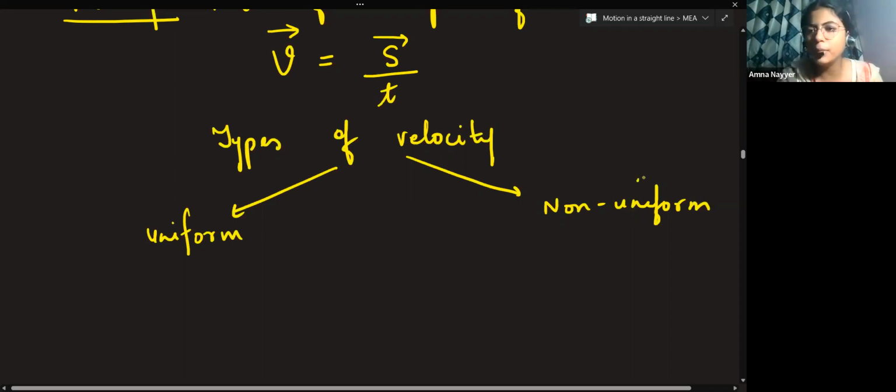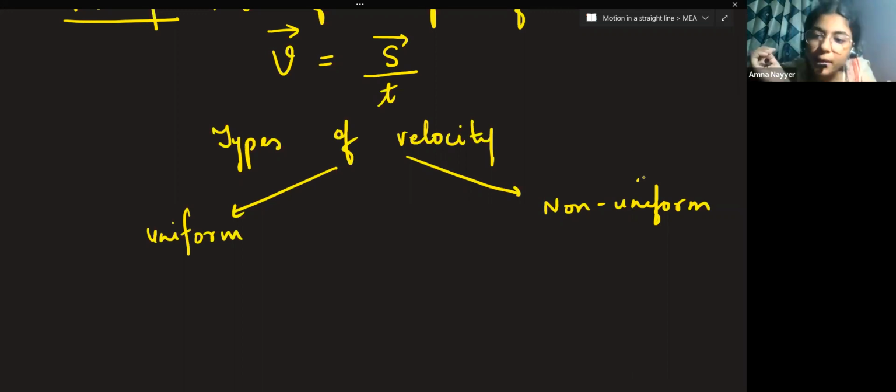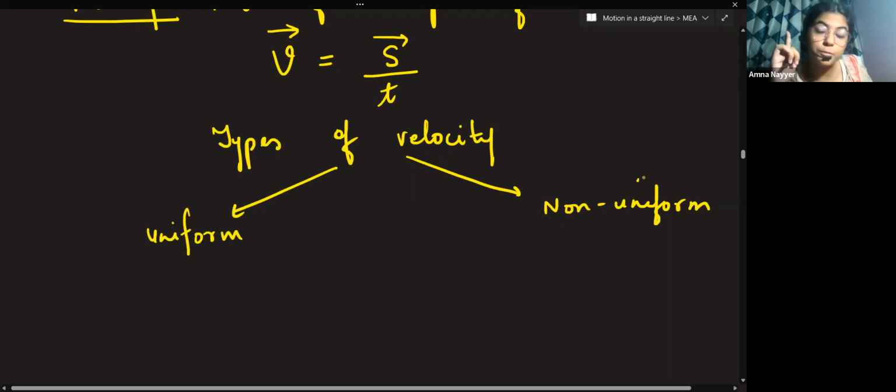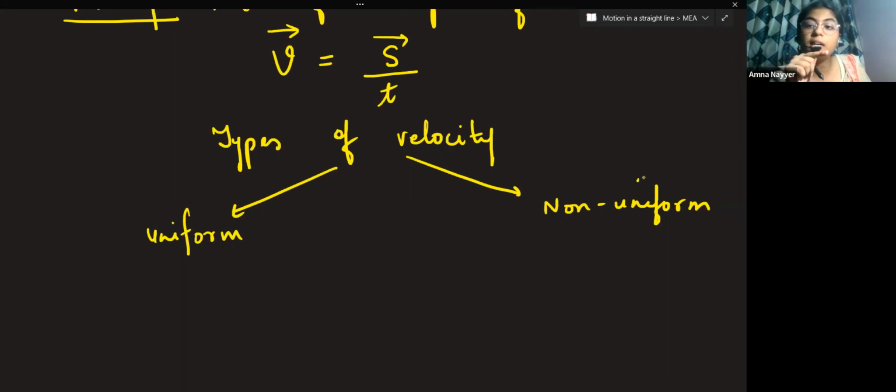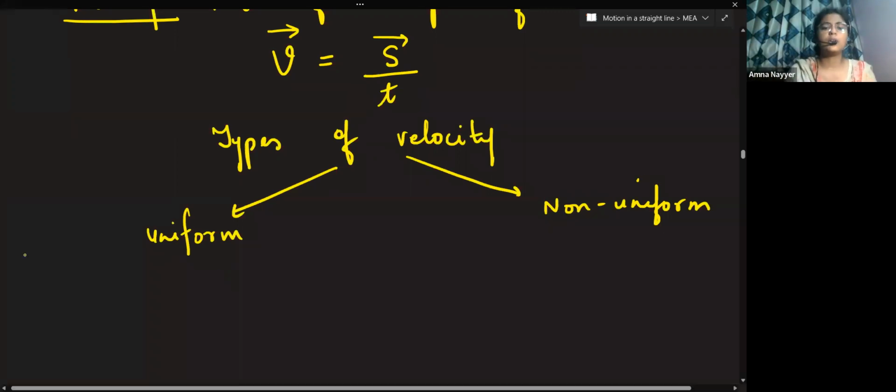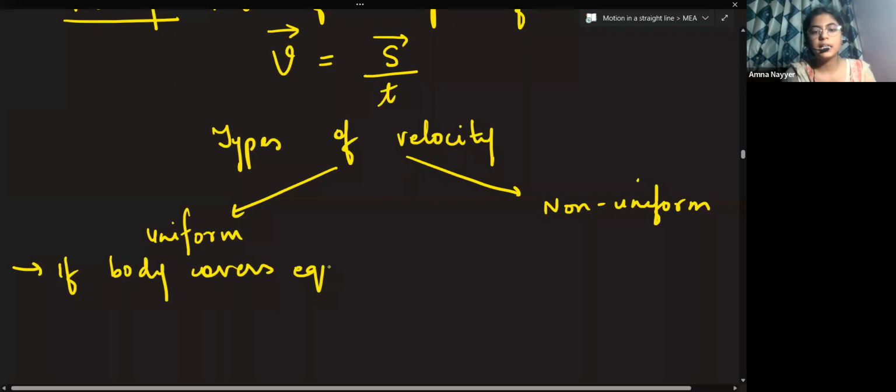Now, uniform means what? Uniform velocity means the body covers equal displacement in equal intervals of time. We had uniform speed, where the body covered equal distance in equal intervals of time. Now it will be covering equal displacement. So let me write down the definition here. If a body covers equal, remember this term, displacement will come here. Displacement, and now we'll be using the term displacement throughout because we're just talking about velocity. The speed portion is over.